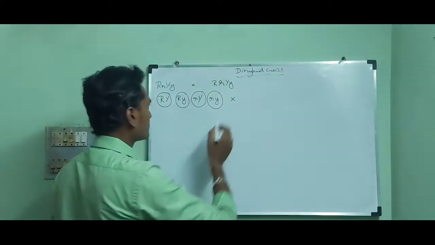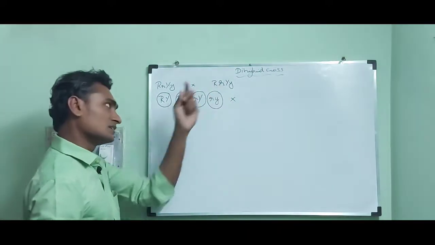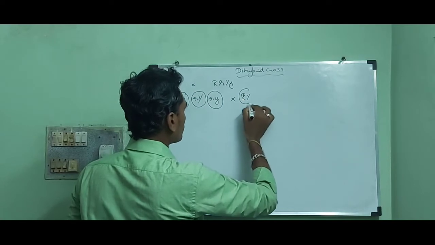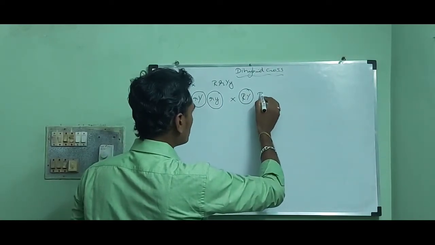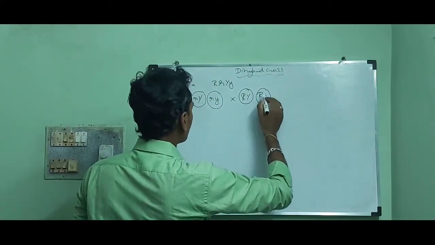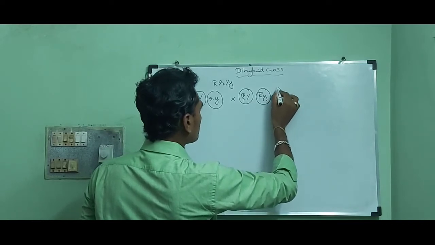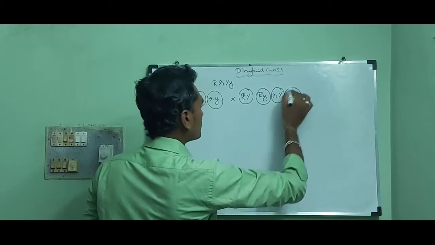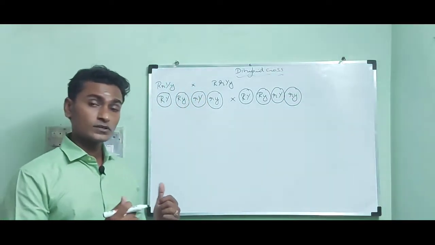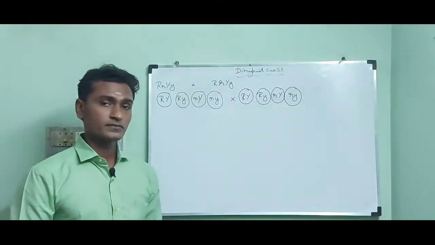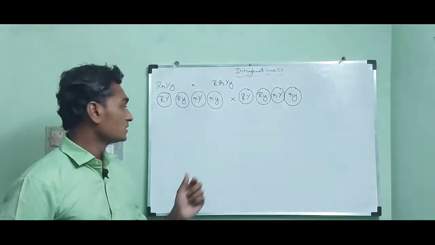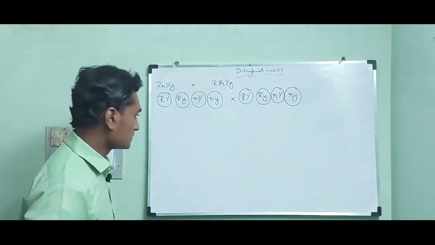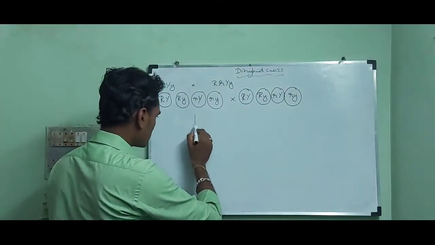The same condition will occur in the cross here. So capital R, capital Y, capital R, small y, small r, capital Y, small r, small y. So this is how we have to take gametes for the individuals. Now these gametes should be plotted in the Punnett square. So now I am going to draw the Punnett square.